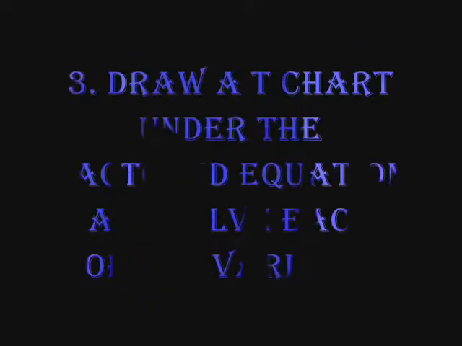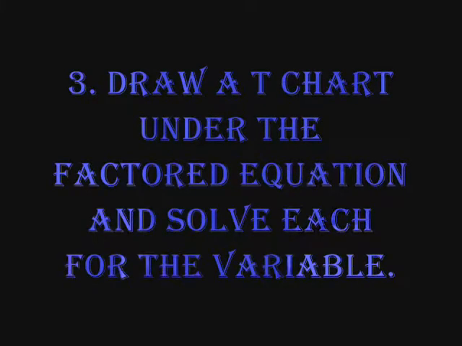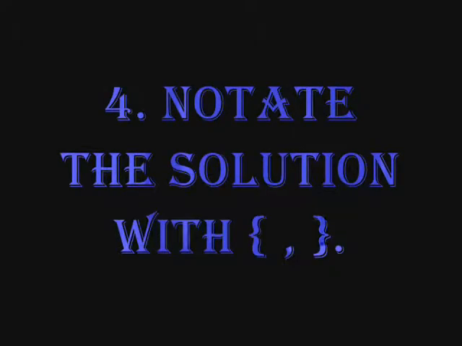Third, draw a t-chart under the factored equation and solve for each variable. Then notate the solution set with the bracket, comma, bracket with your answers inside. Now, here are some examples.